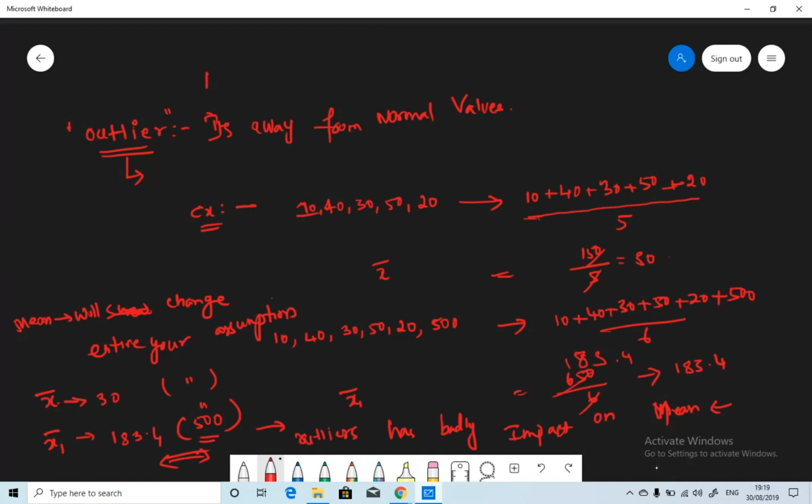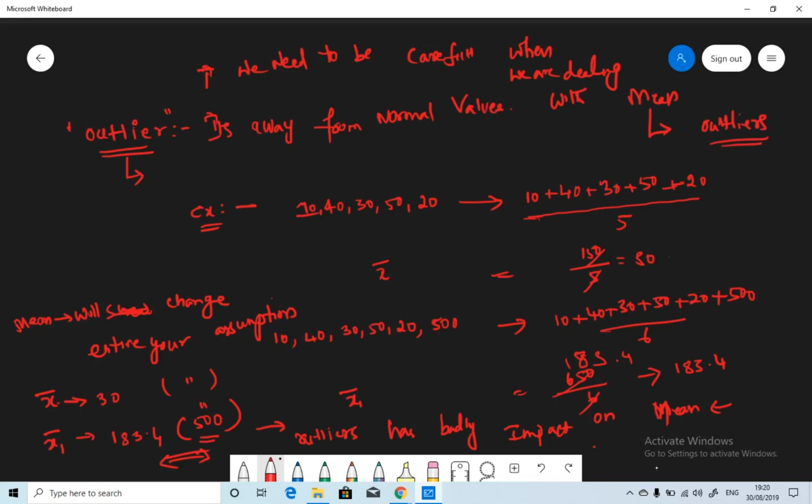So we need to be careful when we are dealing with the mean, and it should be considered along with outliers. Guys, clear or not clear? You tell me. If you're not clear, I'm going to explain the mean again.